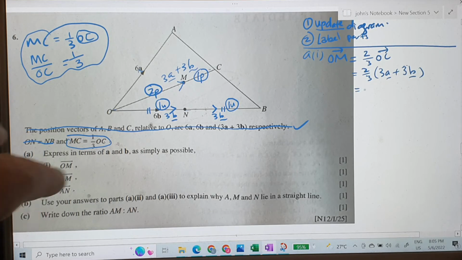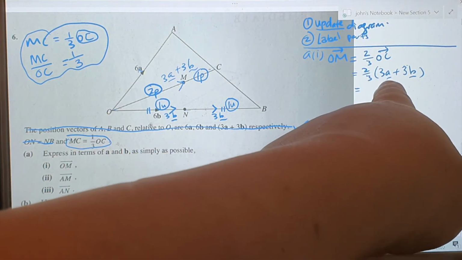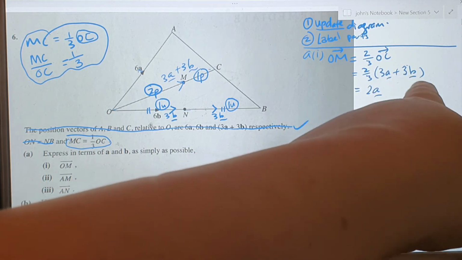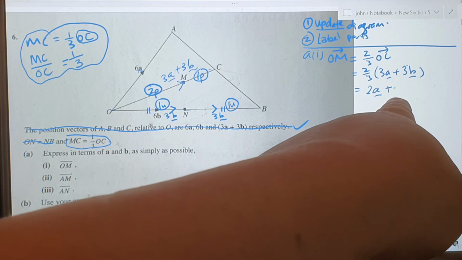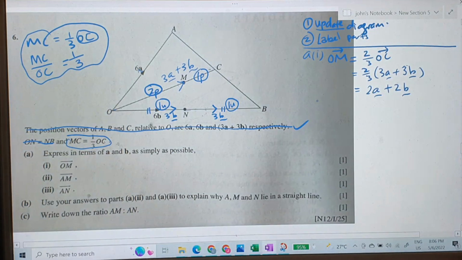Okay? Leave the vector alone. The vector I mean A. So it's just 2 over 3 times 3. So you get 2A. 2 over 3 times plus 3, you will get 2B. So that is your answer. Okay? For OM. Alright?